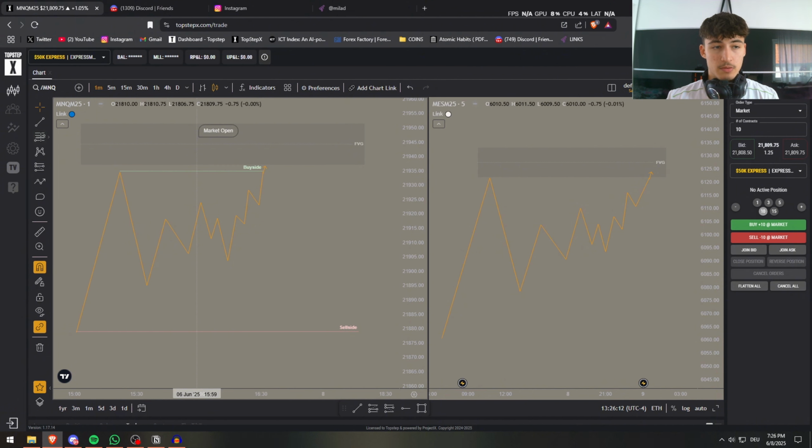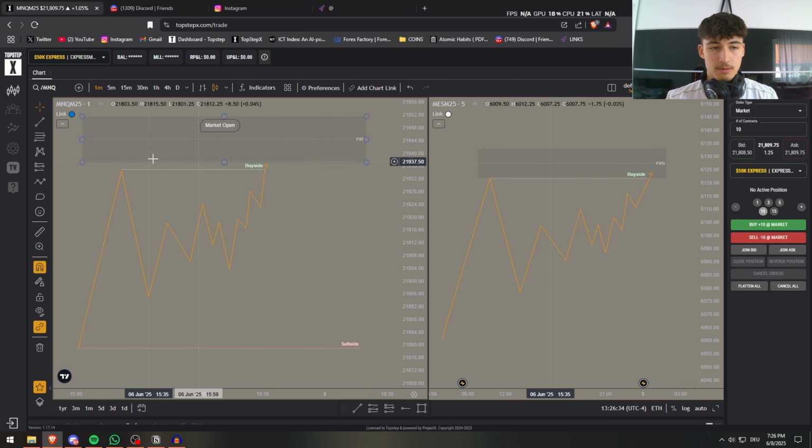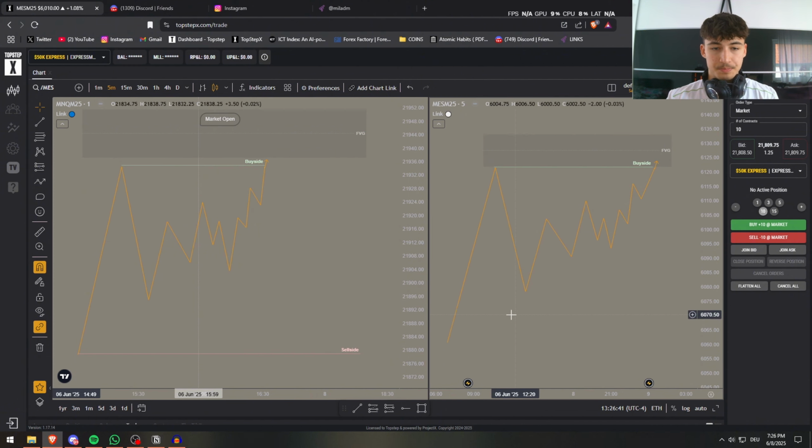Instead of waiting for price to go and sweep this, to go and sweep that, build some structure, then take my trade to the sell side liquidity, I will be taking a trade to the drawn liquidity. In this example, it looks something like this. We have a really strong drawn liquidity right here, combined with a fair value gap, higher time PD array.